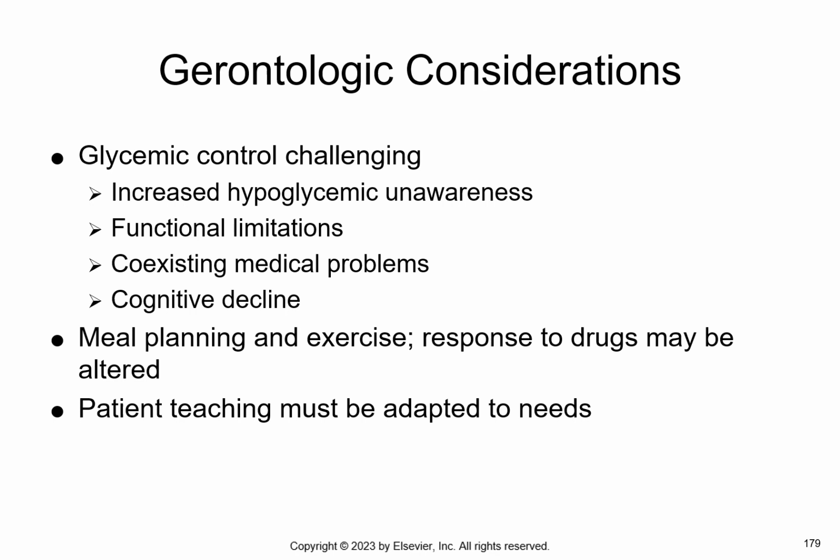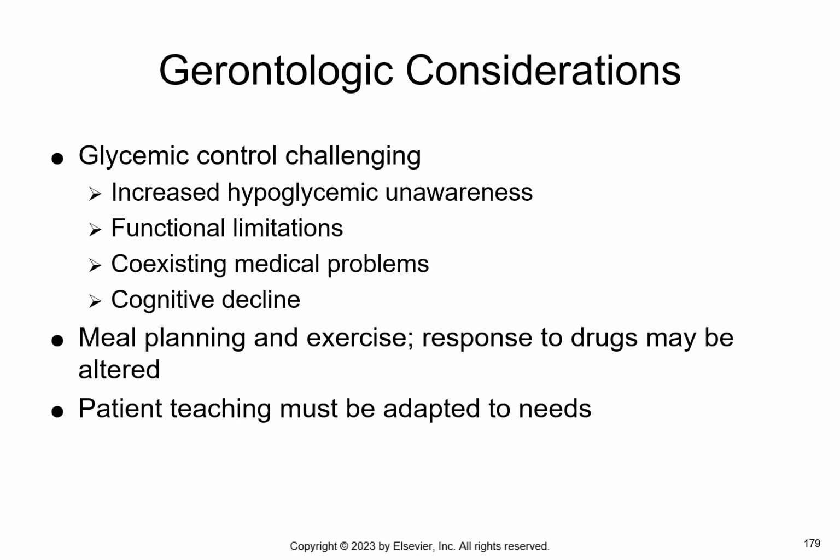In the gerontological population, glycemic control can be very challenging because there is a higher rate of hypoglycemic unawareness, which we have discussed previously, and there are functional limitations. They have comorbid medical conditions. There is at times in many cognitive decline. So the meal planning and exercise, the response to drugs can be altered because of all of these factors.